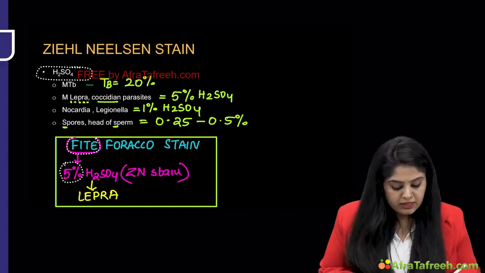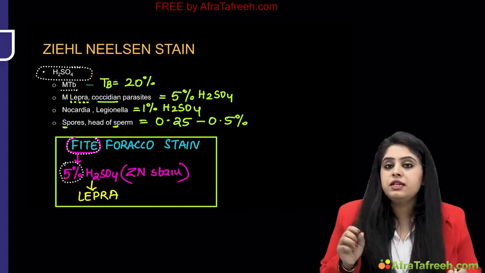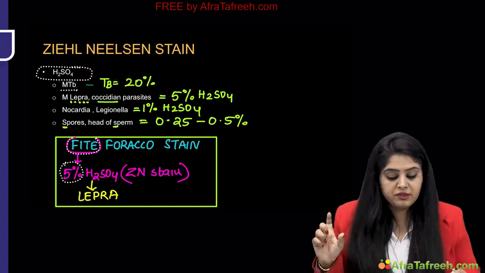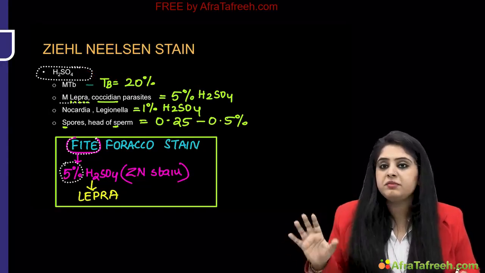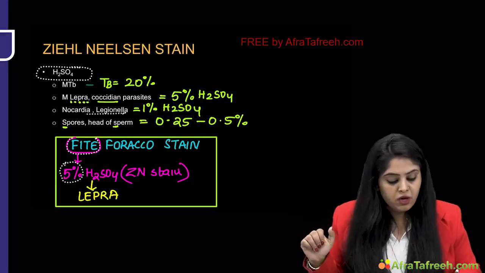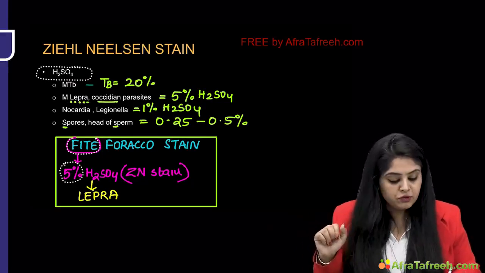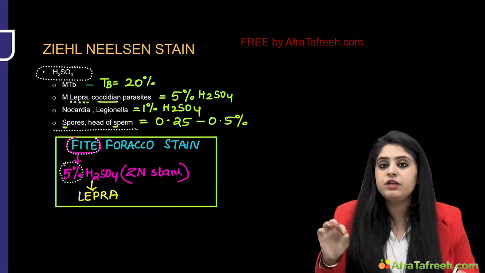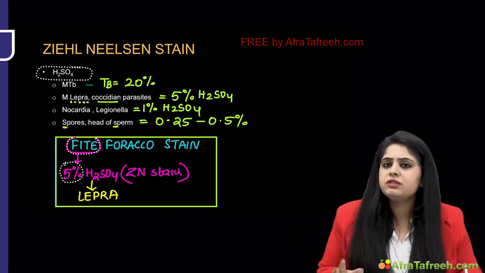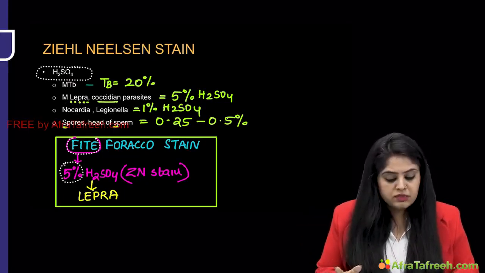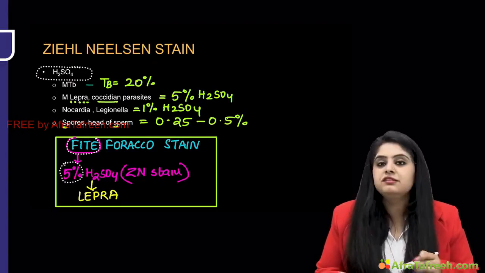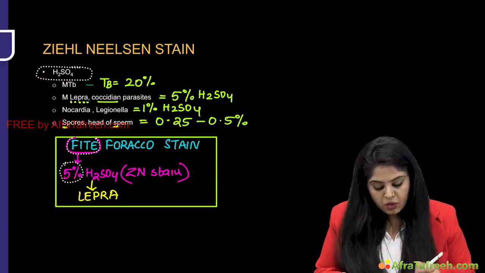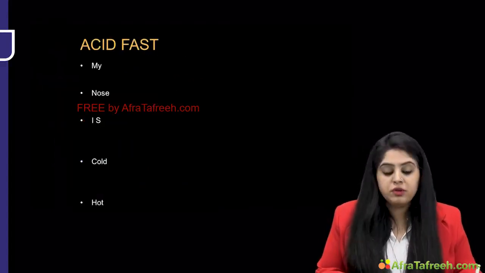So let's do a very quick recap. Number 1, for TB, how did I learn? T20 matches, so 20% H2SO4. For lepra, LEPRA, 5 alphabets, 5%, Fite-Faraco stain. For Nocardia and Legionella, 1%, and for spores and sperm, SS, 0.25 to 0.5. Did you notice that the Zn stain is positive in so many things? So your next question, what all is the Zn stain going to be positive in?